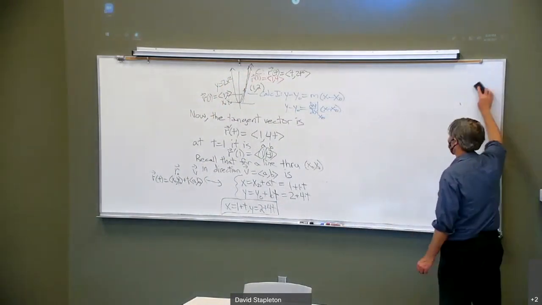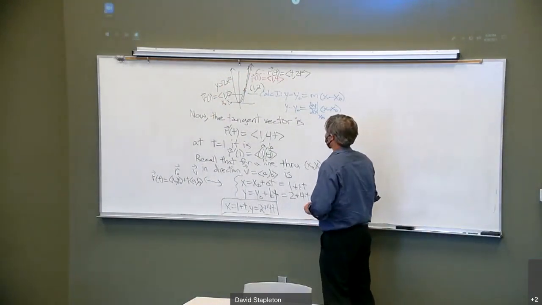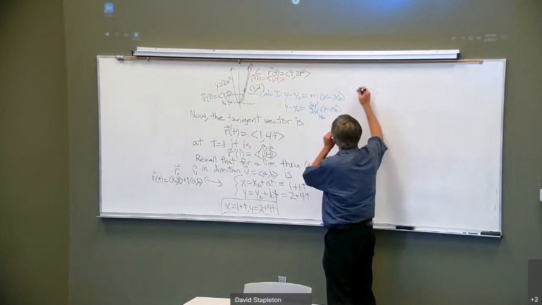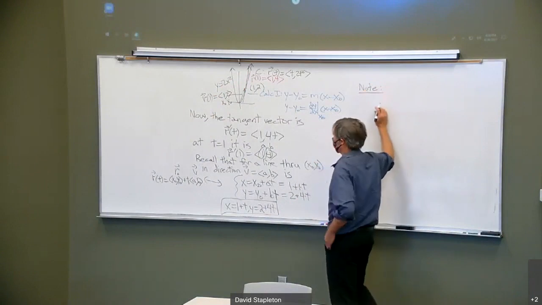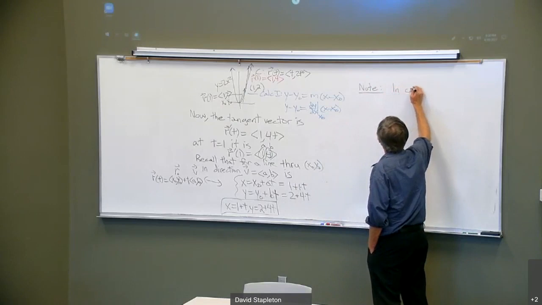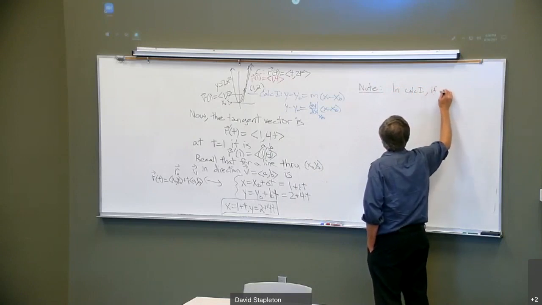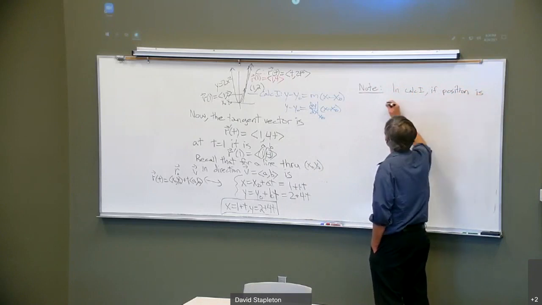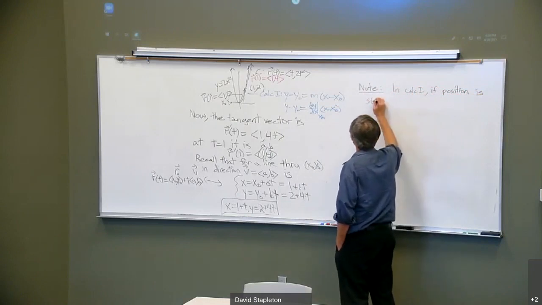Well, I hope this looks like a natural extension of what you saw in Calculus 1, right? We have this additional note in a section I'm not going to cover, so I just want to mention it now. In Calculus 1, if position is, we call it S of t along the line.